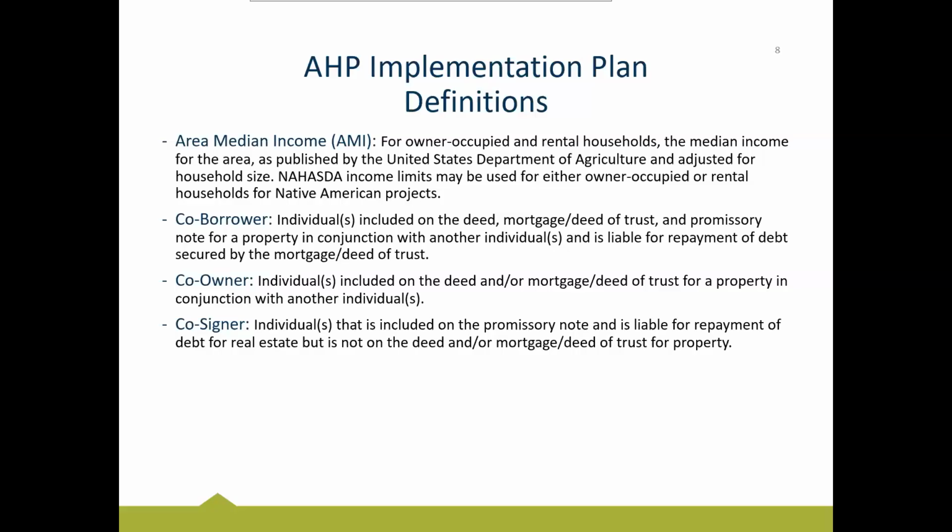Our definitions up here, just so that you can see them and know what we are defining as a co-borrower or a co-owner. Co-signers are okay if there is a co-signer on a loan for any reason, but co-borrower and co-owner are the main ones that we're focused on there. These definitions come directly out of Exhibit E of the implementation plan. So if you'd like to view these further, you are welcome to look at Exhibit E of the implementation plan.